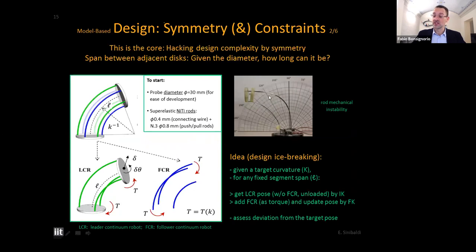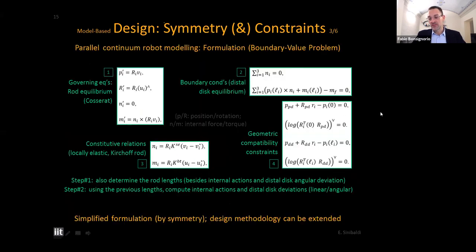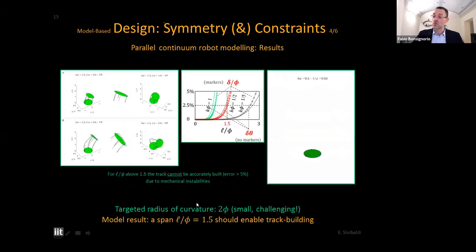Formally speaking, this corresponds to a set of ordinary differential equations, simple because time is not an issue here. I use Cosserat models for the rods, locally elastic Kirchhoff rod constitutive equations, and just linear and angular momentum equilibrium, plus some constraints due to the geometrical location of the constraints on the proximal and distal disk. Here I just want to mention that this formulation can be simple by symmetry in this case, but that this can be extended, and it's quite general.